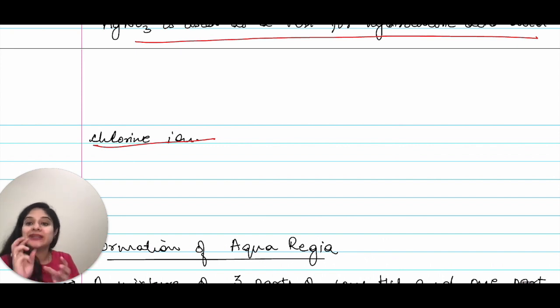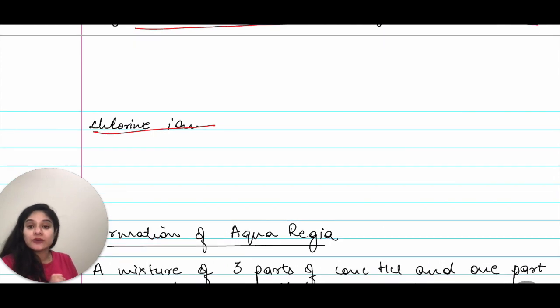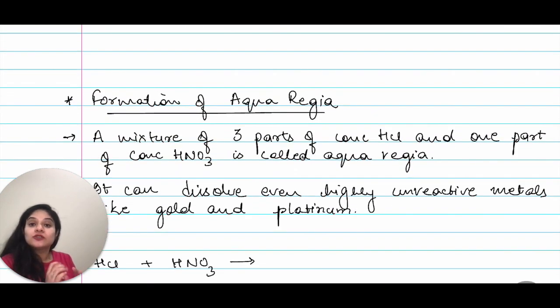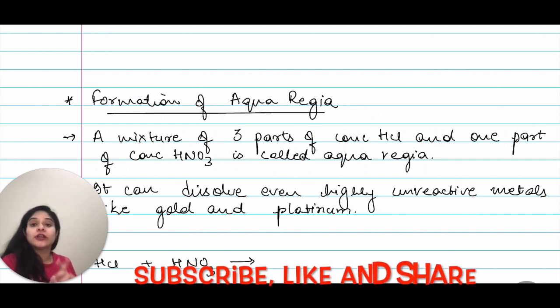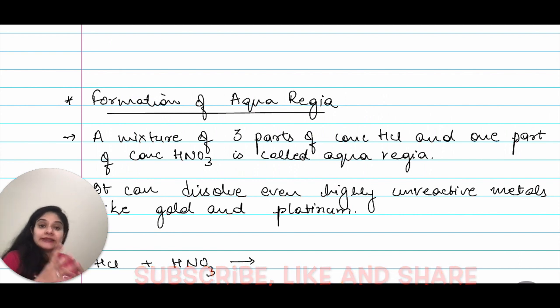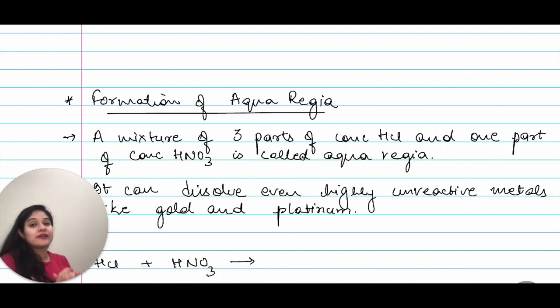So we have 3 parts of HCl and 1 part of HNO3. That means a 3:1 ratio. So let's look at the first definition. A mixture of 3 parts of concentrated HCl and 1 part of concentrated HNO3 is called aqua regia. It can easily dissolve even highly unreactive metals, that is gold and platinum. And how does that happen?